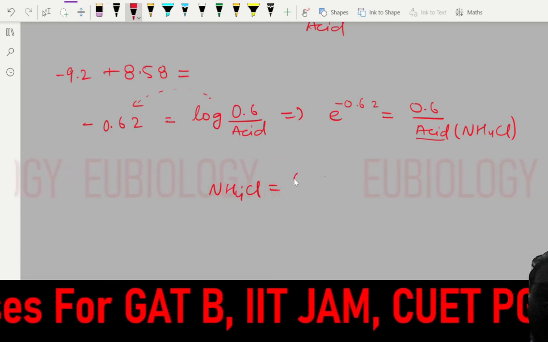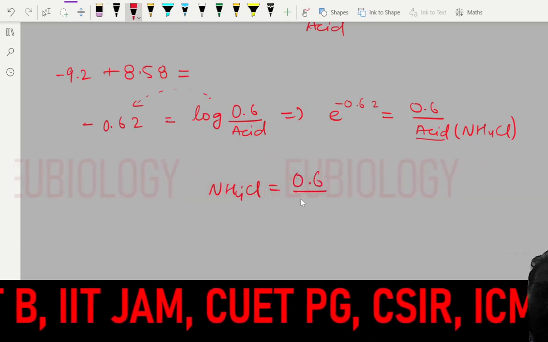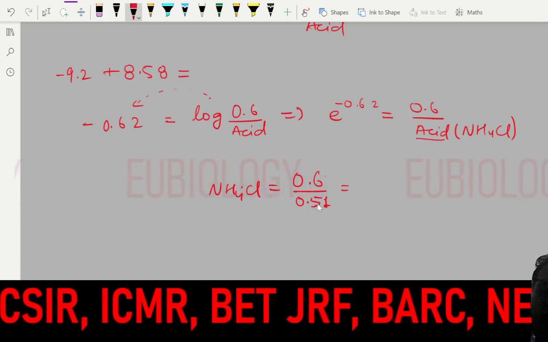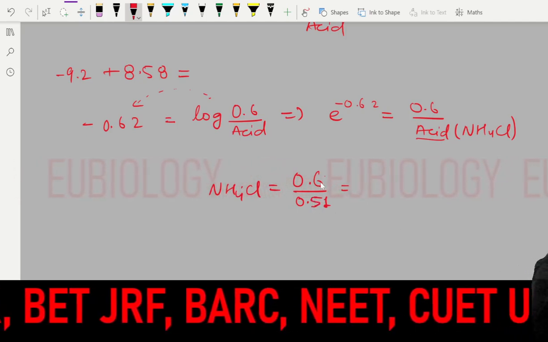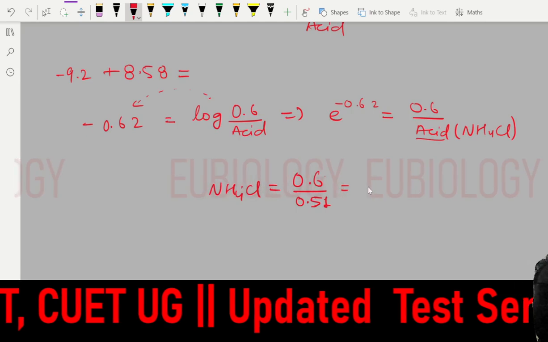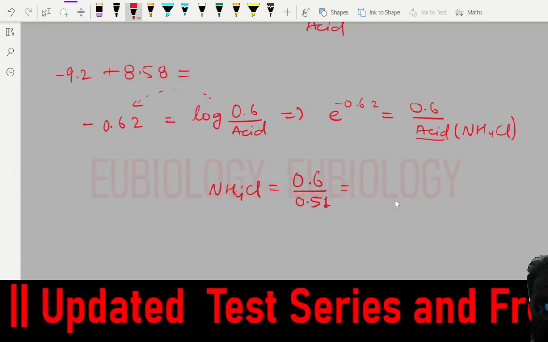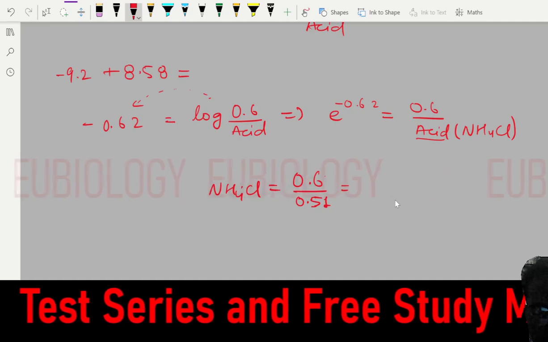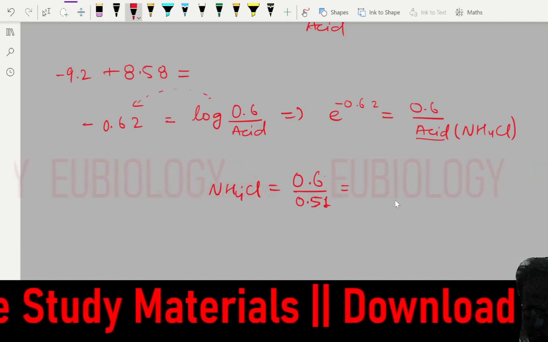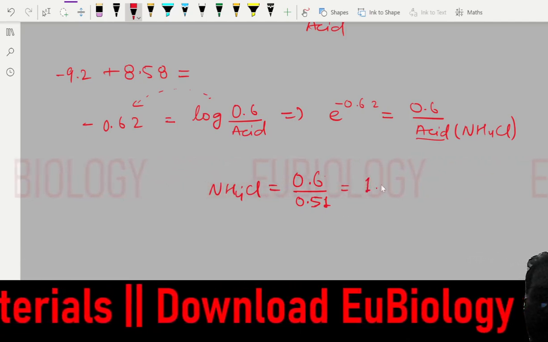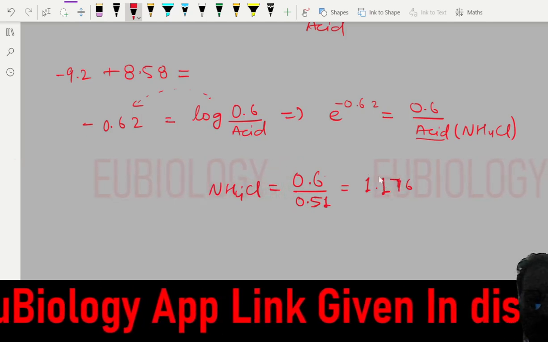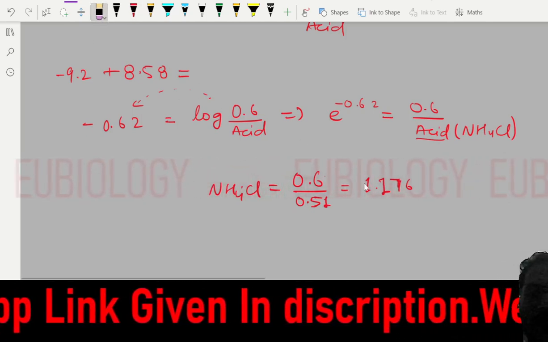So 0.6 divided by 0.51. Actually, I will suggest you to use mostly up to 3 digit numbers. Okay, so then only it will be helpful. You will not get any trouble in that. So 0.6 divided by 0.51 will be around 1.176.